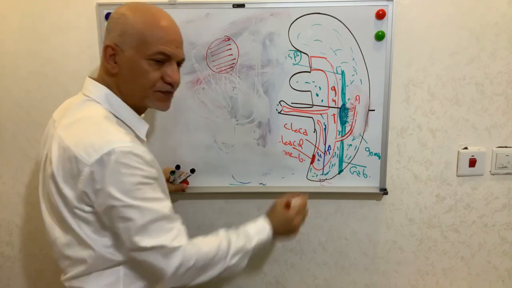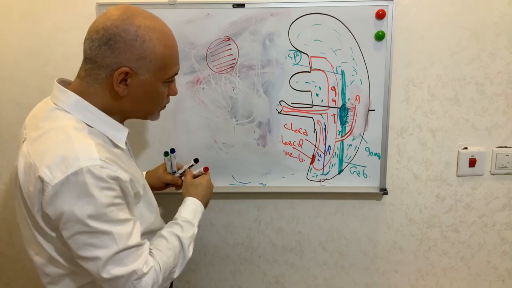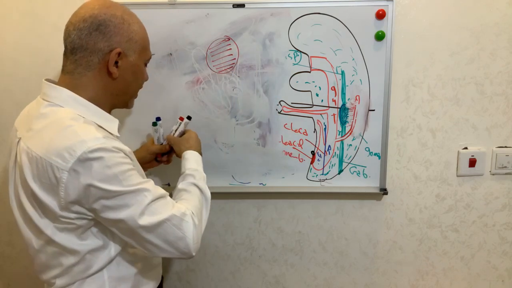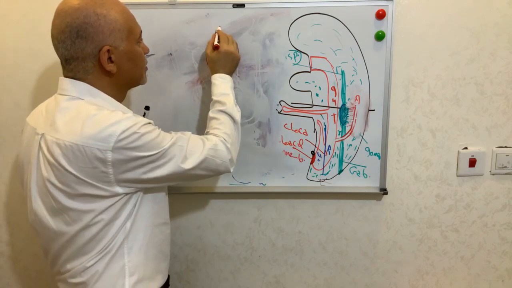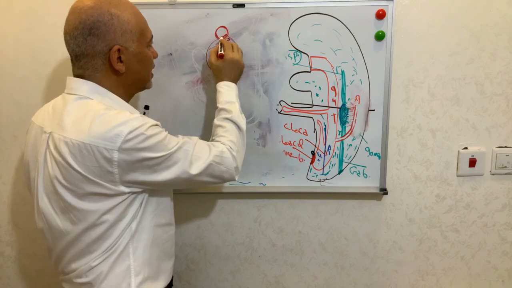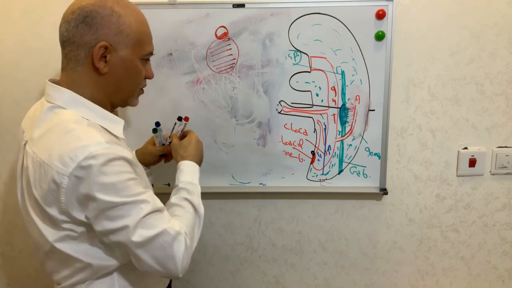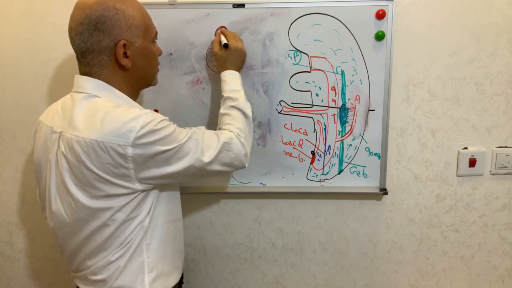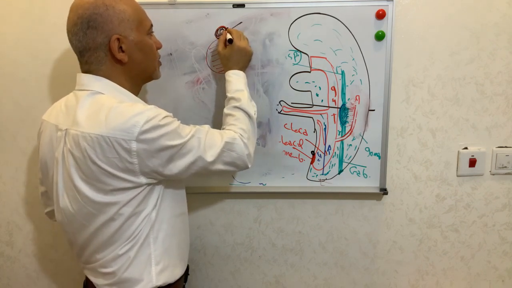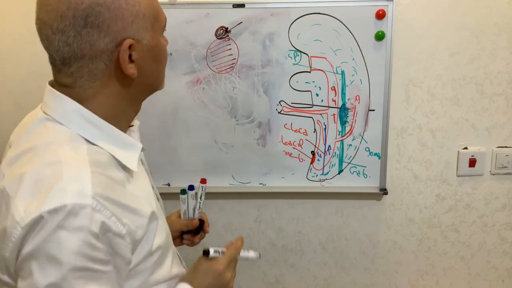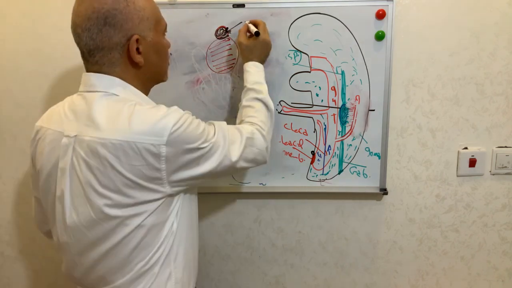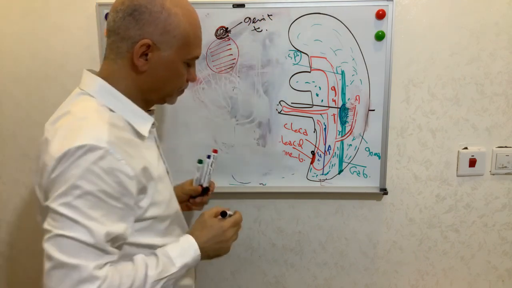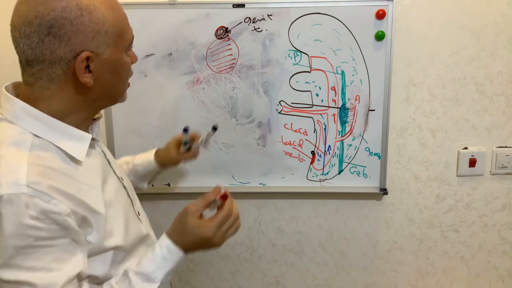In front of the cloacal membrane, from the ectoderm here, there is a tubercle from the ectoderm, in black color. This tubercle is called genital tubercle, and this is the cloacal membrane.